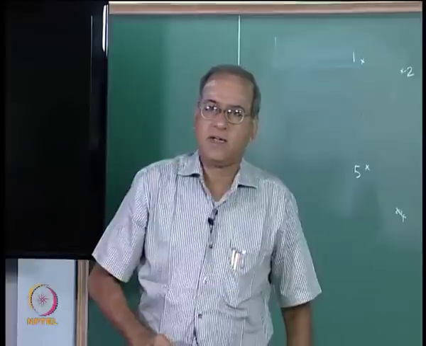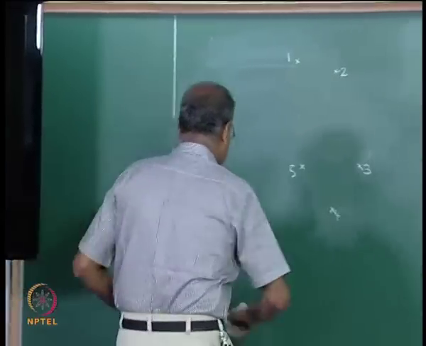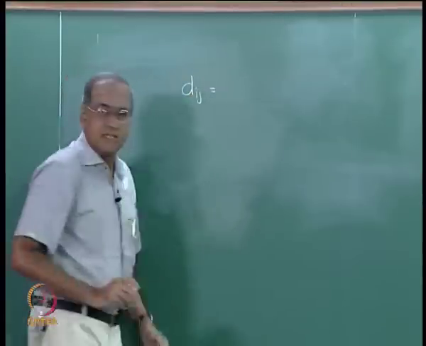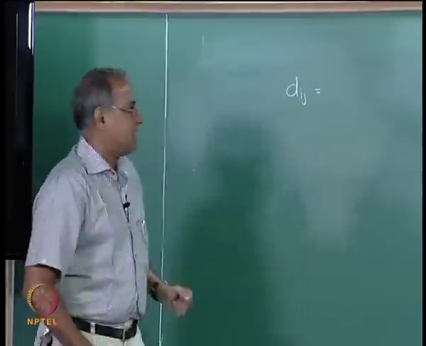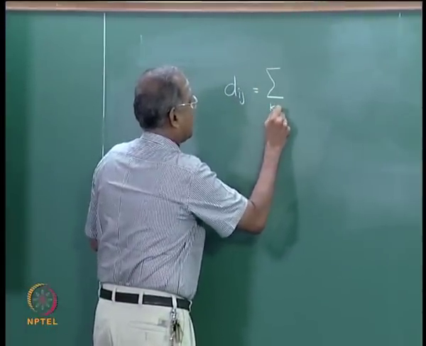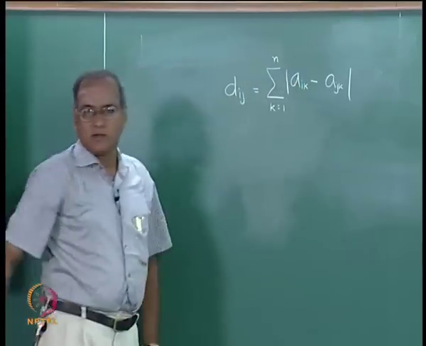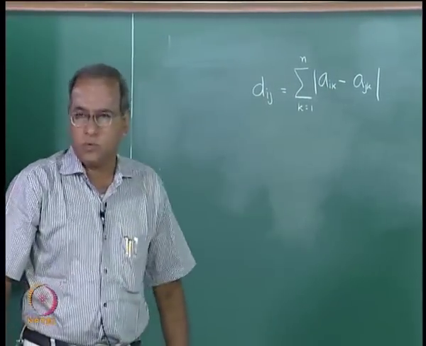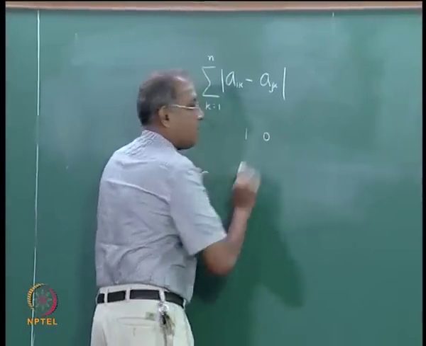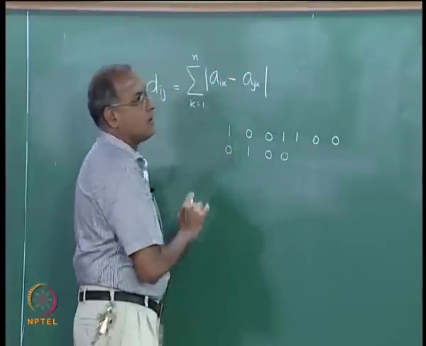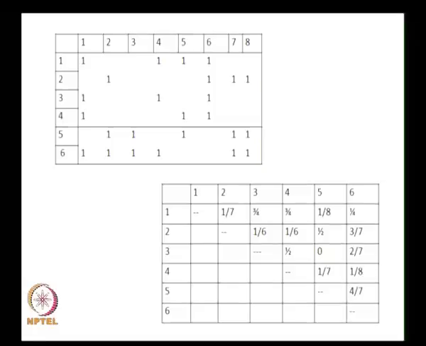In the previous lecture, we defined a dissimilarity or a distance. So, dissimilarity was defined as distance or dissimilarity between rows i and j is given as summation over k of the absolute value. So, if we take rows 1 and 2, row 1 has 1 0 0 1 1 0 0, row number 2 will have 0 1 0 0 0 0 1 0 0.